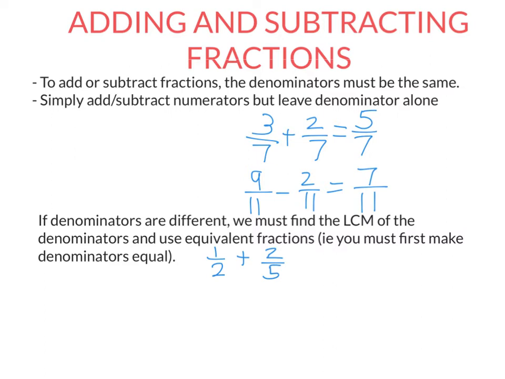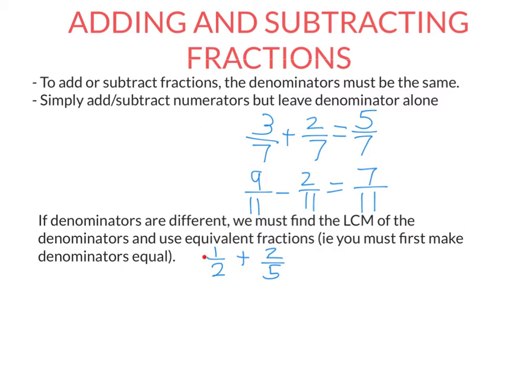If you didn't know that off the top of your head, you have to count up by 5. So you have to go 5, 10, 15, 20, until you find the lowest number that's also divisible by this one. Okay, 10 is the lowest common multiple of 2 and 5. So I have to find an equivalent fraction to this whose denominator is 10. I have to find an equivalent fraction to this whose denominator is 10.